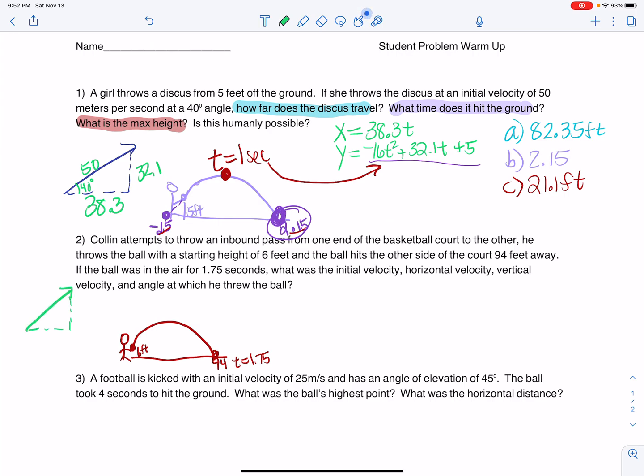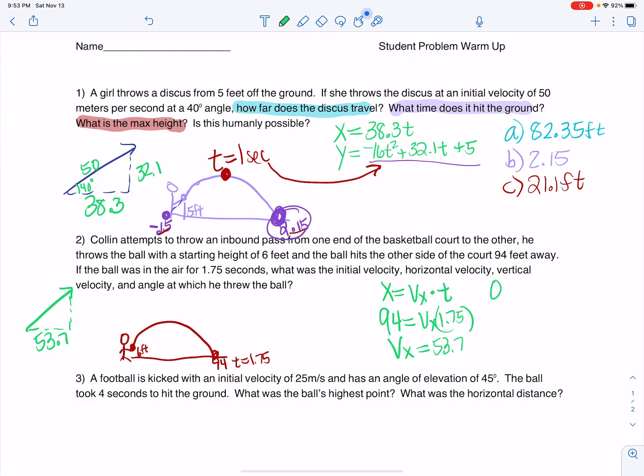But we looked at one of these on Friday. So x equals V sub x times t. Well, I don't know V sub x, but I know that it goes 94 in 1.75. So can't I solve for V sub x and say, okay, 94 divided by 1.75. So that's 53.7. That goes right here. Okay, I'm going to write that here, 53.7.